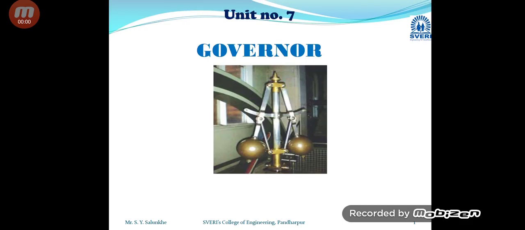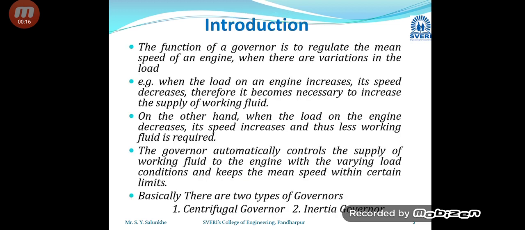Hello everyone. Today we are going to see a new unit, that is unit number 7, and that is governor. All of you know that when Watt developed his steam engine, at that time various mechanisms were developed. Out of that, the governor is one of the mechanisms which is used to regulate the mean speed of the engine.